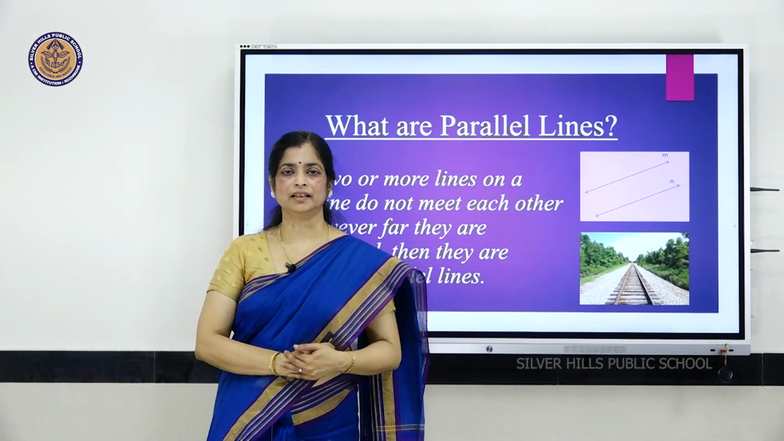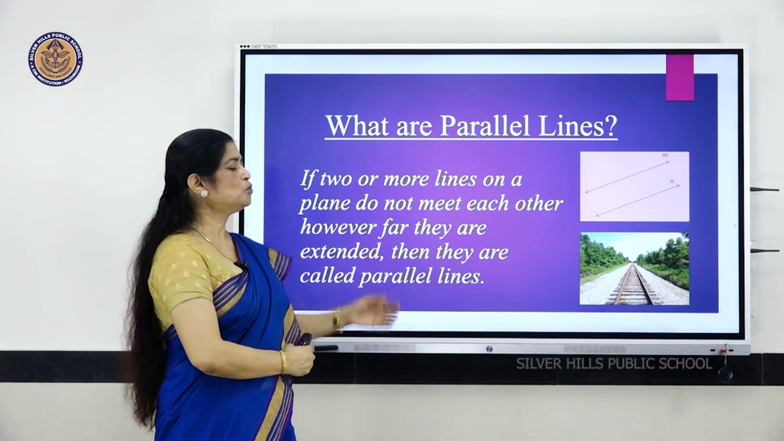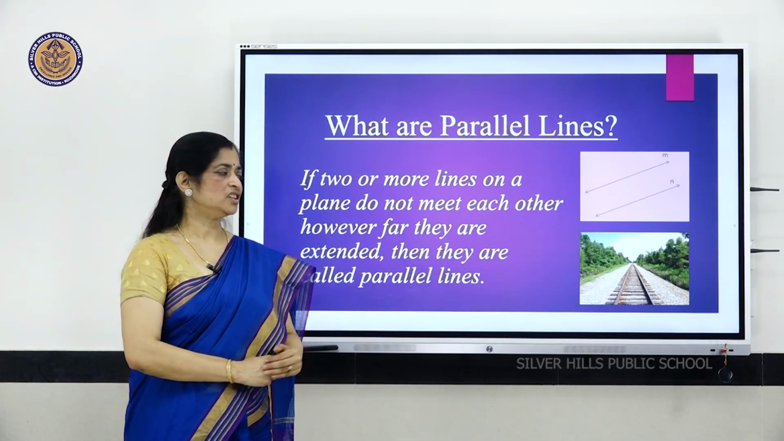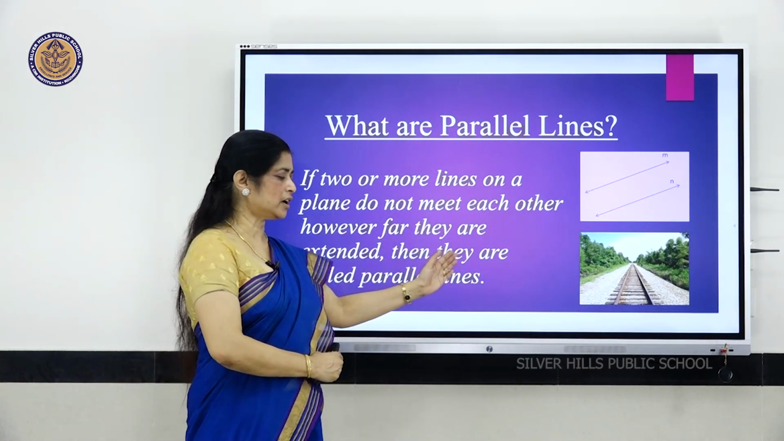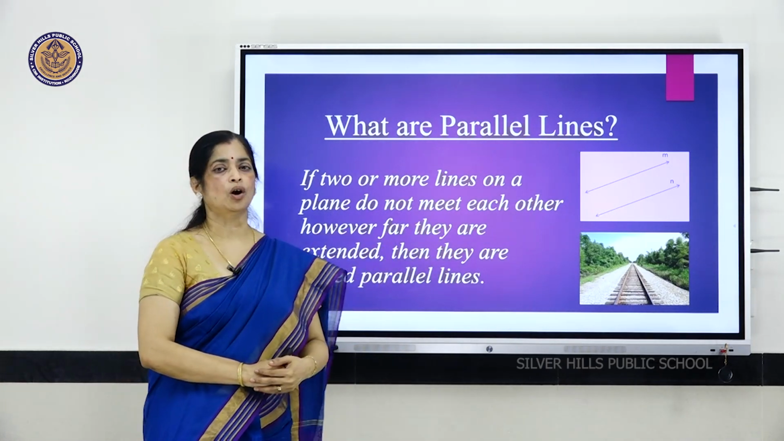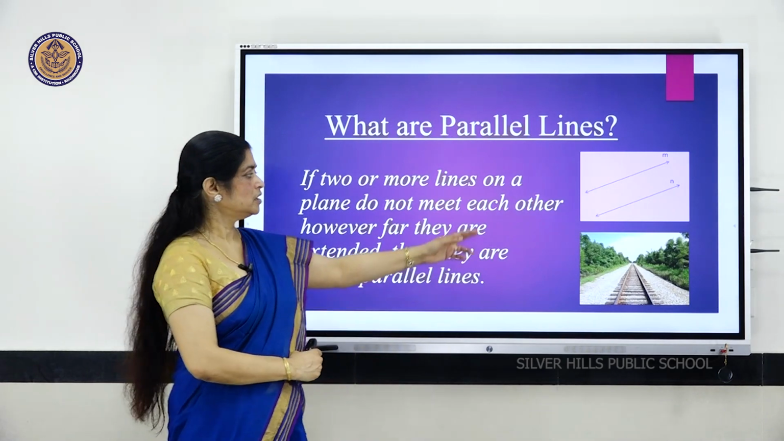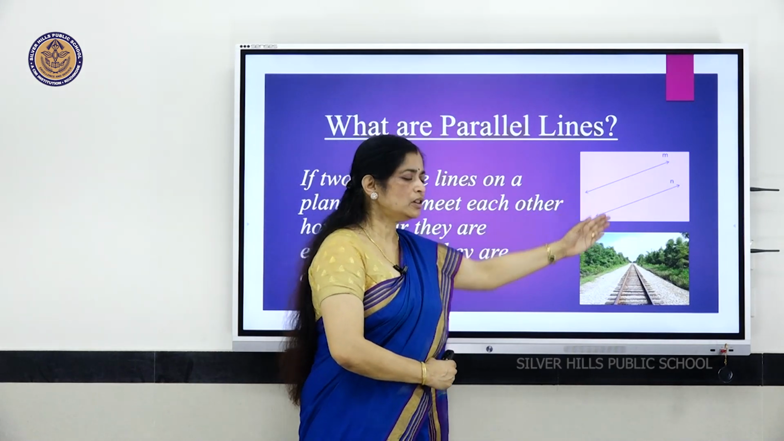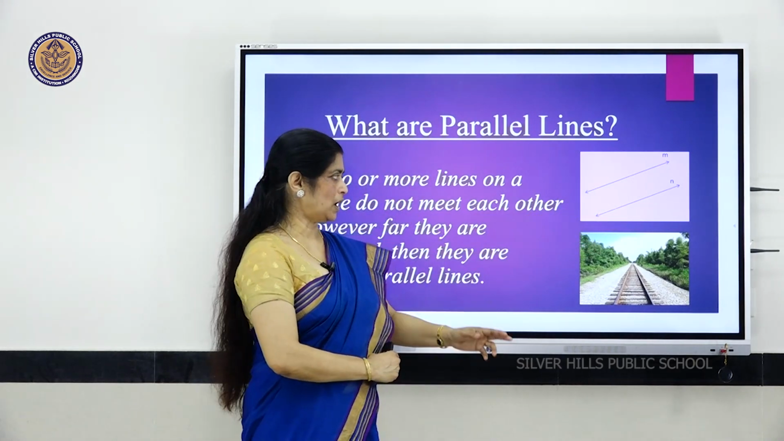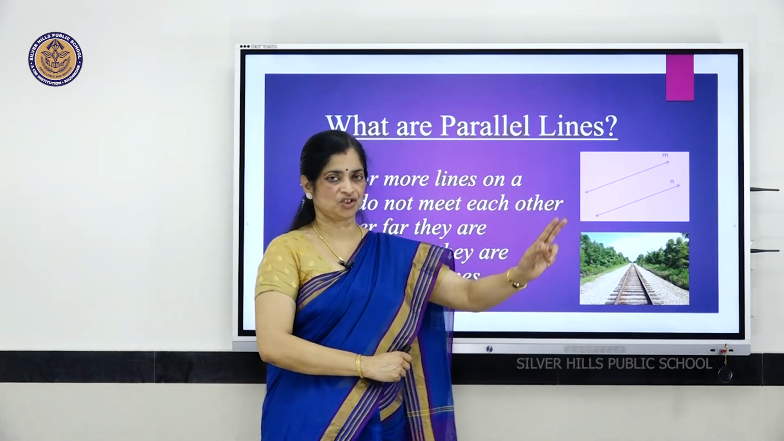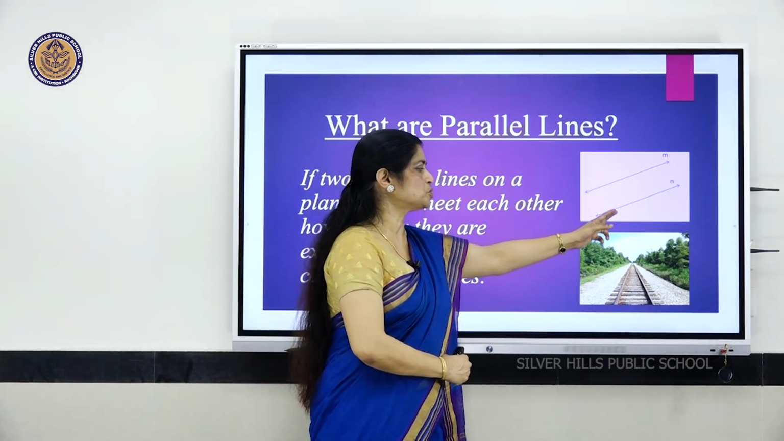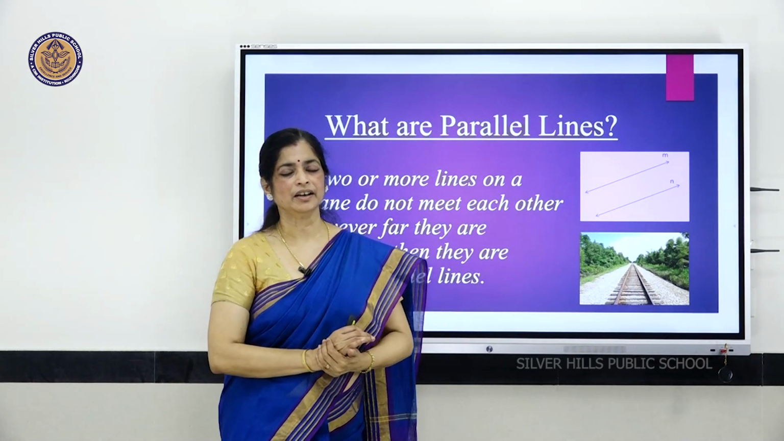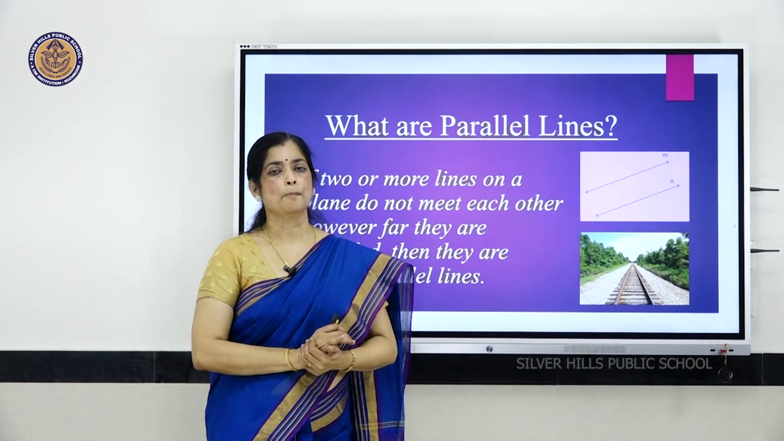What are parallel lines? If two or more lines on a plane do not meet each other, however far they are extended, they are called parallel lines. See, now these are the two lines, line M and line N. We can call them parallel lines provided they do not meet each other. The distance between these two is maintained throughout. They never meet each other even if they are extended. Such lines are called parallel lines.